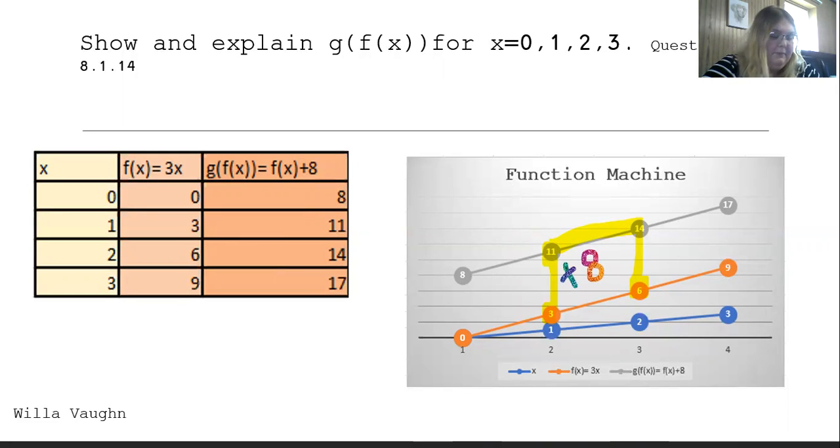So the blue line on the graph is the base numbers. The orange line is f of x equals 3x, and the gray line is g of x. And you can see that when the orange line is 0, the gray line is 8. And the orange line is triple the blue line, the base number, because it's multiplied by 3 in the function.